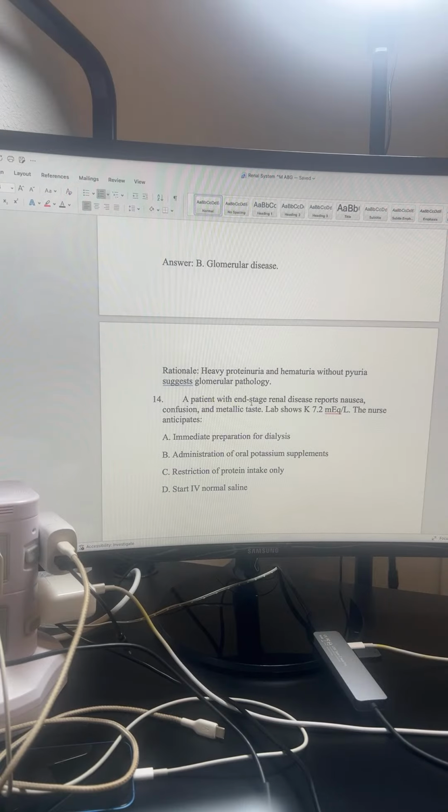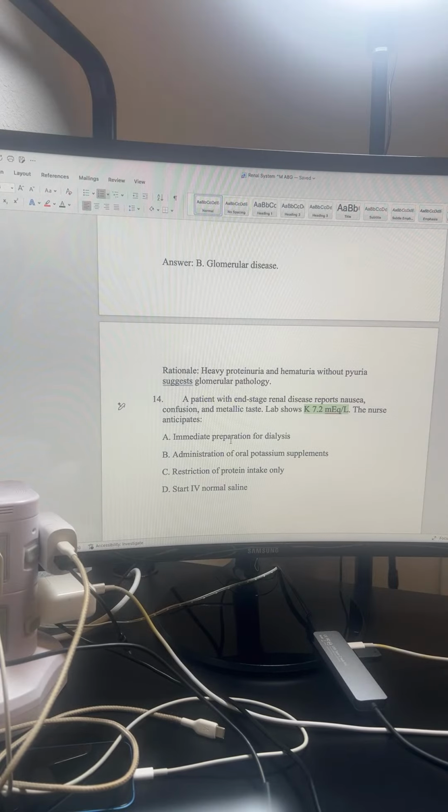So a patient with end-stage renal disease reports nausea, confusion, and metallic taste. The lab shows potassium of 7.2 milliequivalents per liter. The nurse anticipates, all right, I think we keep on seeing these questions. A, immediate preparation for dialysis, B, administration of oral potassium supplements, C, restriction of protein intake only, or D, start IV normal saline.